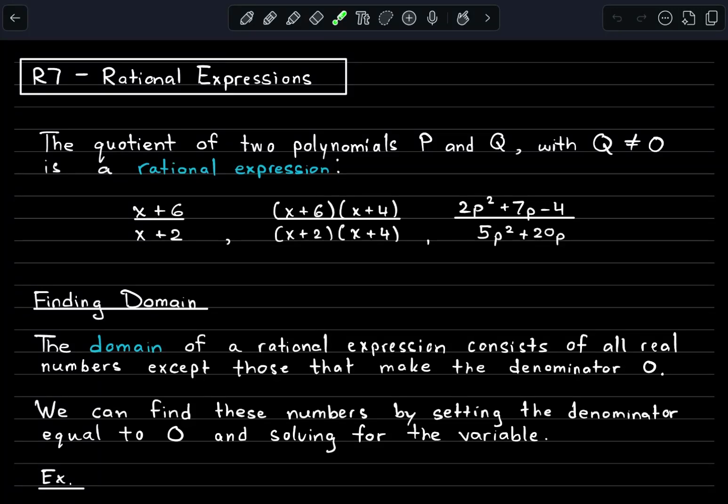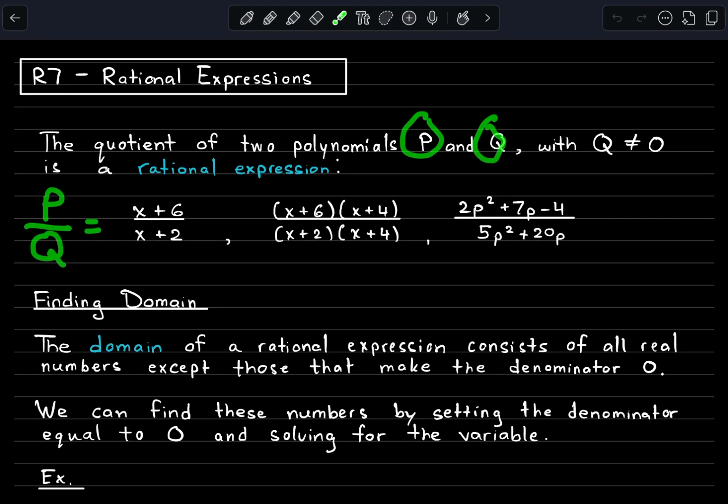All right, this is R7. Here we're going to talk about rational expressions. So to start off with, the quotient of two polynomials, P and Q, where Q cannot be equal to 0 because it's going to go in the denominator, is called a rational expression. So quotient means we're dividing P by Q.